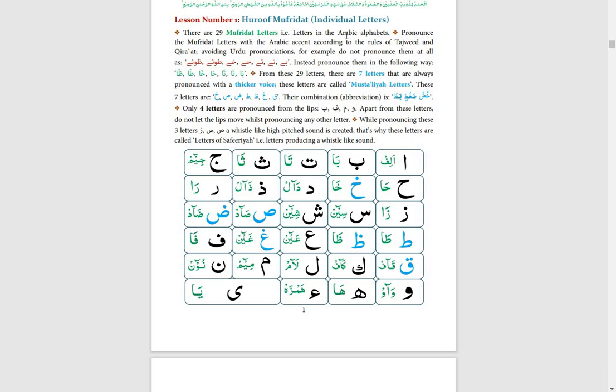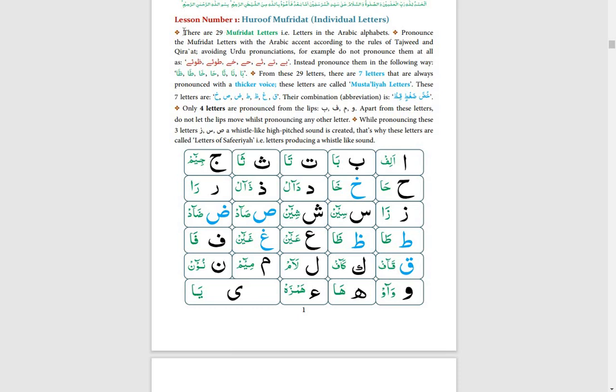Like any other language, Arabic also has an alphabet. Like in English, there are 26 letters from A to Z, and in Urdu also from Alif to Bay. And in Arabic, we have 29 letters, which we call Mufridat letters. These letters are from Alif to Ya.